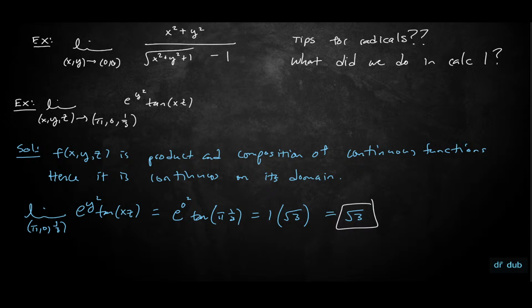So for a multivariable function of 3 variables, again, you just plug in the point if it's continuous. Products of continuous functions are continuous. Compositions of continuous functions are continuous on the appropriate domain. But there's nothing really we have to worry about here because xz is defined everywhere. E to the y squared is defined everywhere. Tangent's domain is all real numbers, so we're good to go. The same rules that applied back in Calc 1 still apply. You just have to think about it a little more carefully in terms of domains.